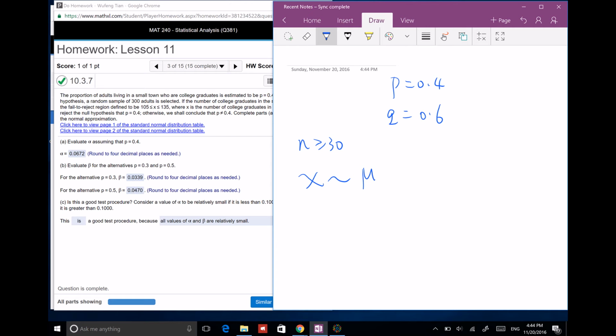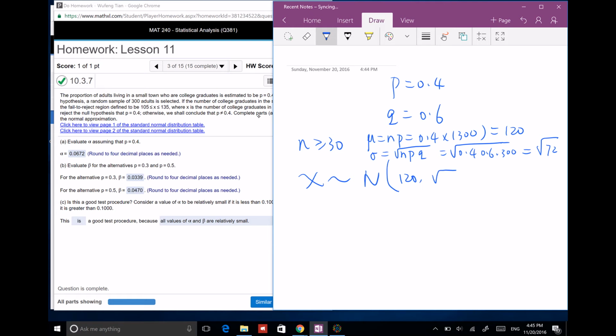Mu equals np, and sigma equals the square root of npq. So for the first one, mu equals 0.4 times 300, which is 120. Sigma equals the square root of 0.4 times 0.6 times 300, which is the square root of 72. So basically it's 120 and the square root of 72.